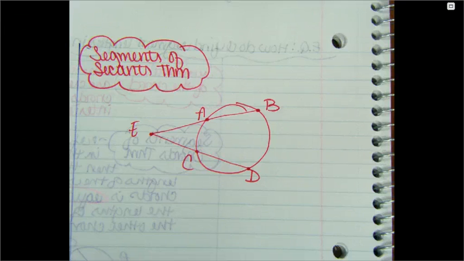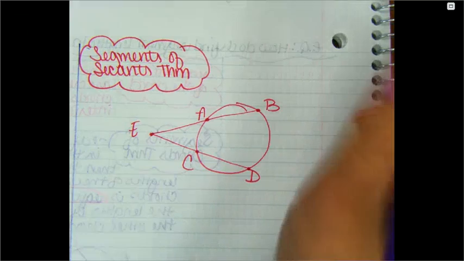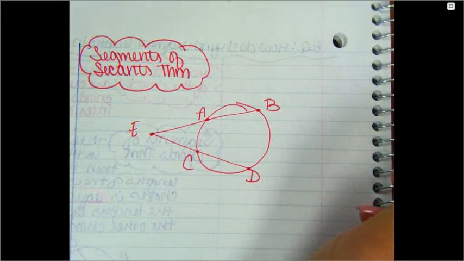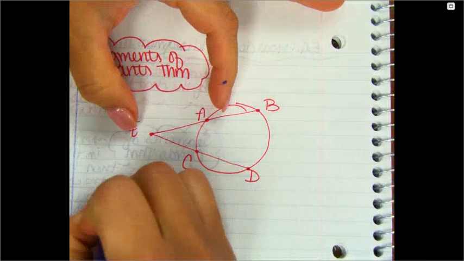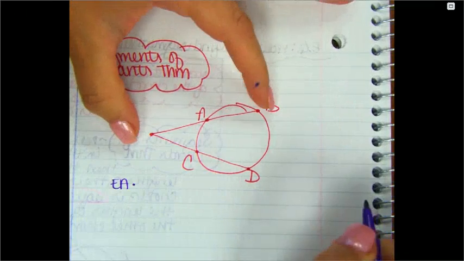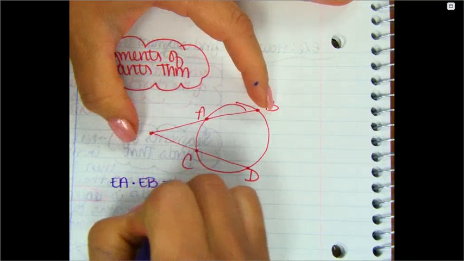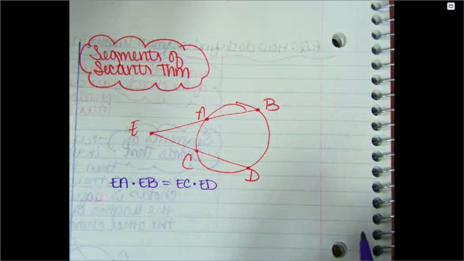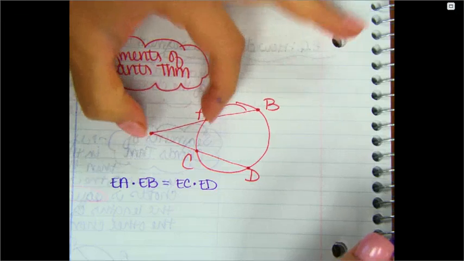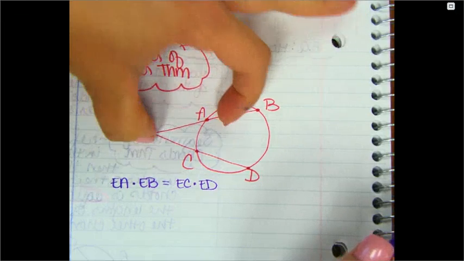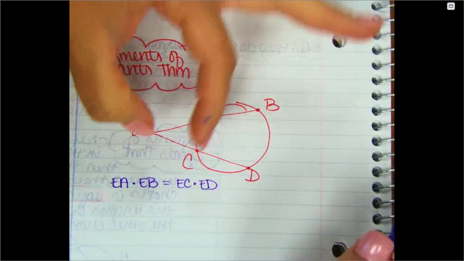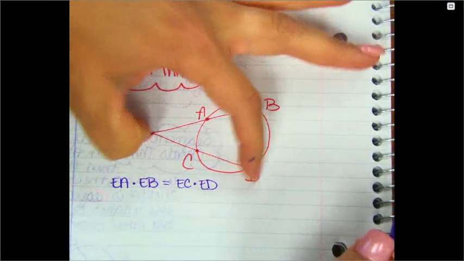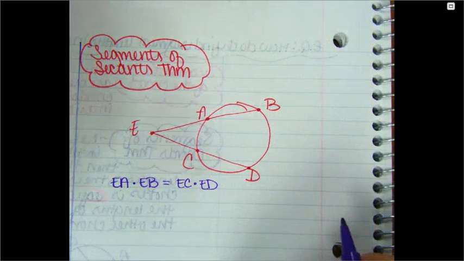Okay. Here we go. Watch. Don't write. Listen to what I say. Ready? The piece times the whole thing equals the piece times the whole thing. The piece on the outside, so the external segment, times the whole secant segment equals the external segment times the whole secant segment. Make sense? Okay, write it down.